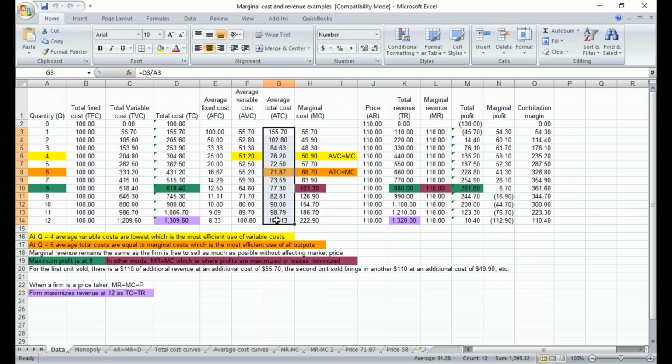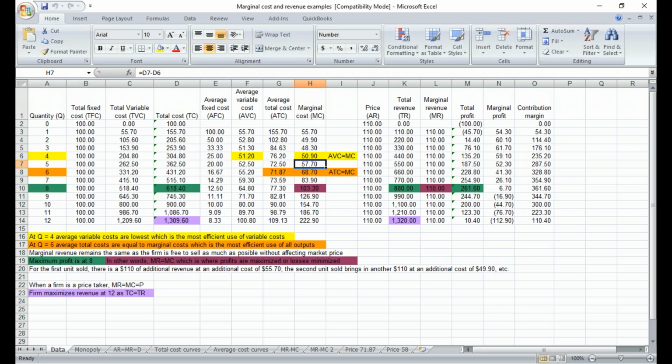So how do you know how much you should produce? Well, from a purely cost perspective, you want to look at the marginal cost. That's this column here. And marginal cost just simply means at the margin, the next one. So the marginal cost of going from 155.70 to 102 is 49.90. And they decline for a while.